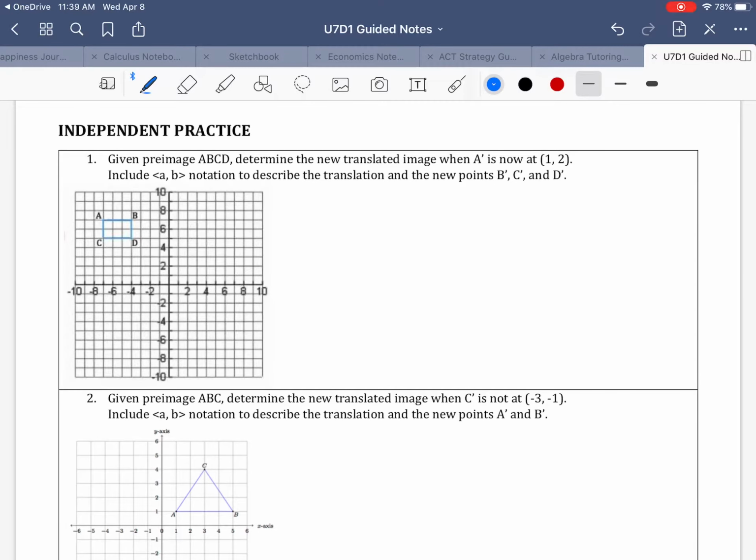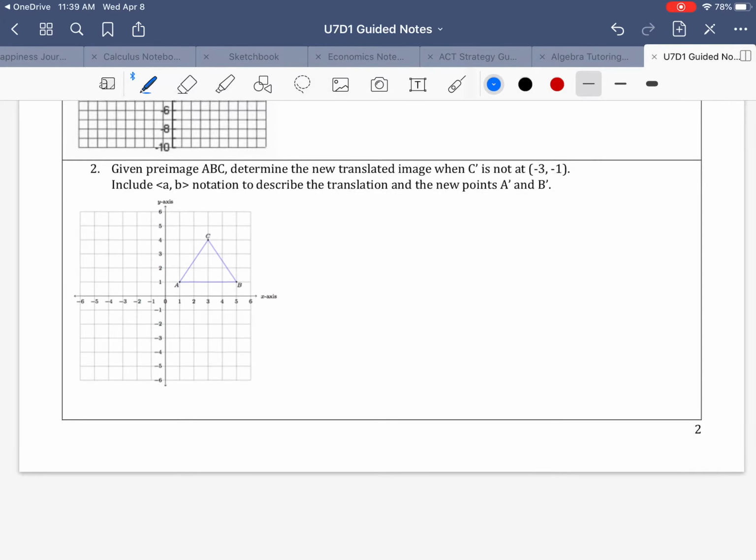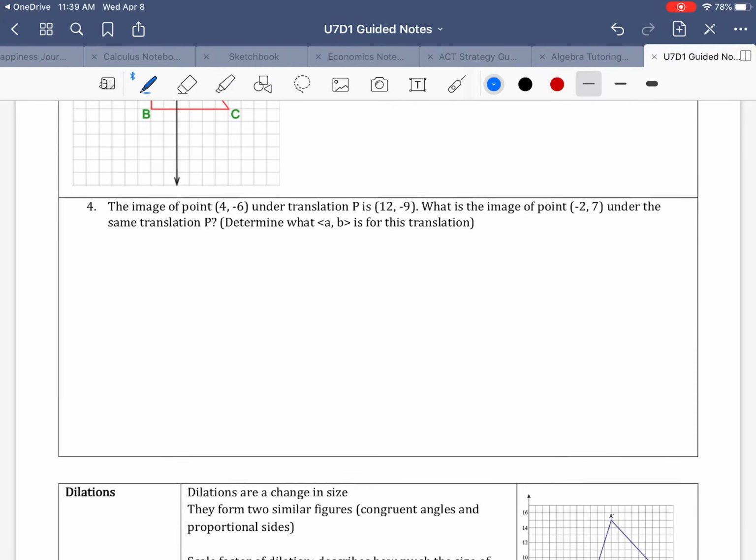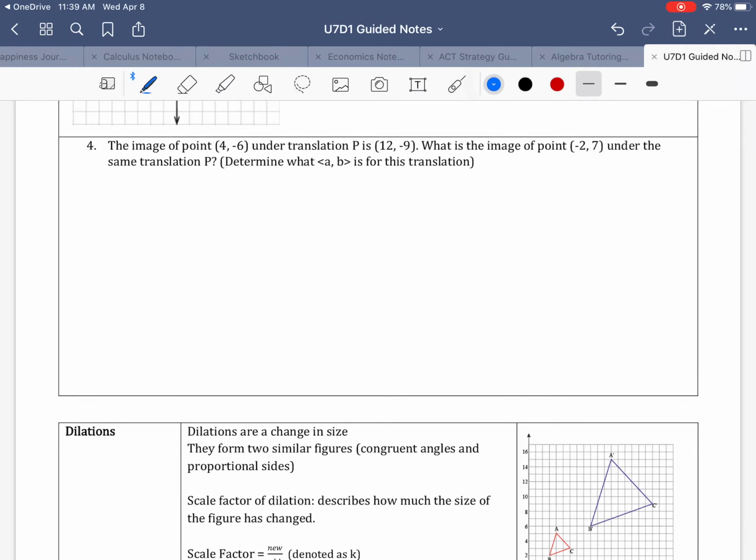Work through these independent practice problems on your own a little bit. And then when you get to number 4, I do want to do this one together because it's a little bit tricky the way that it's worded, but it's really important. So the image of point 4, negative 6 under translation P is 12, negative 9. What is the image of point negative 2, 7 under the same translation P? Determine what the A and B translation is for this transformation.